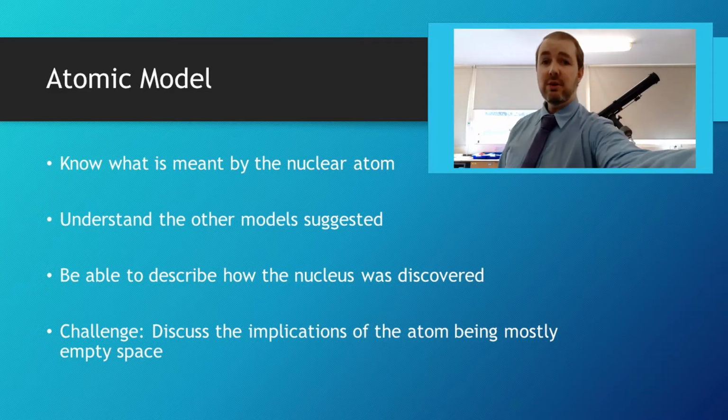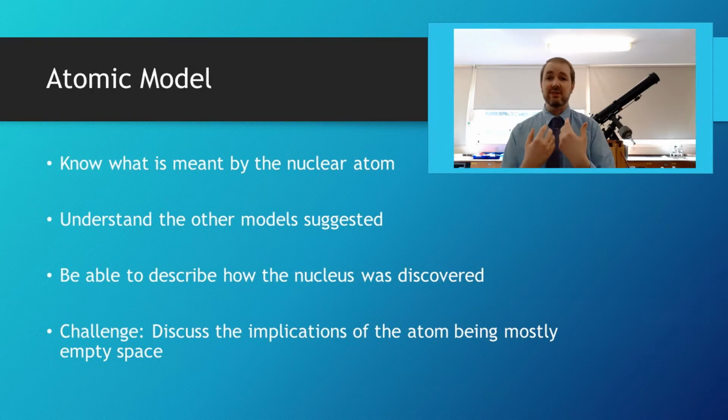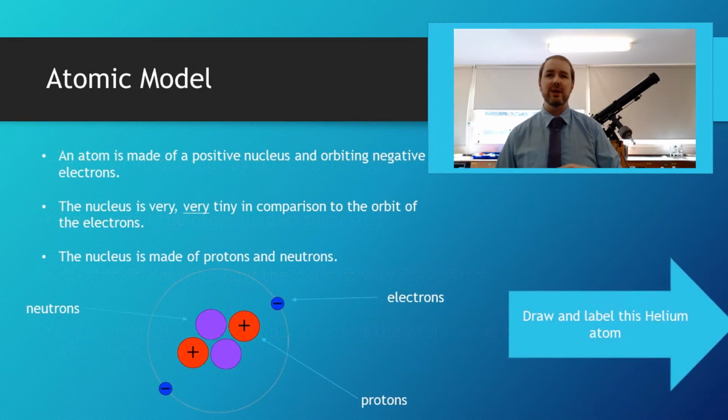So the first thing you need to know is that the atom is made of a positive nucleus and some orbiting electrons going on the outside. So you can imagine this as being like a very, very small solar system, where the nucleus is like the sun and the electrons are planets whizzing around the outside. Now this is not really the case at all, but it's a good, useful model to have inside your head.